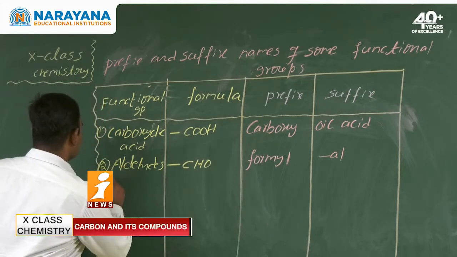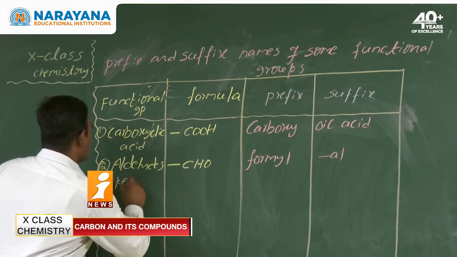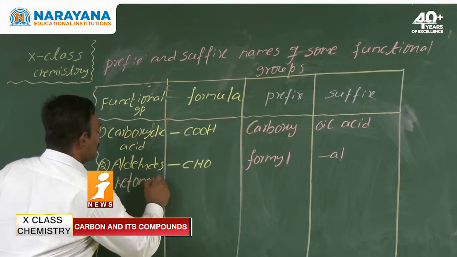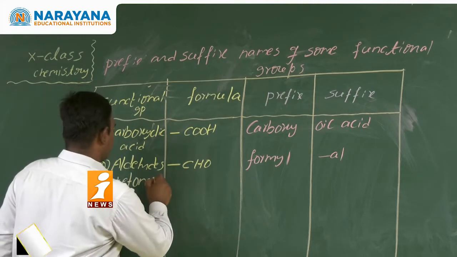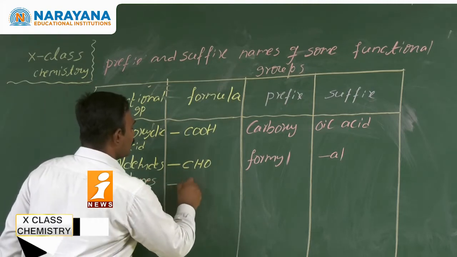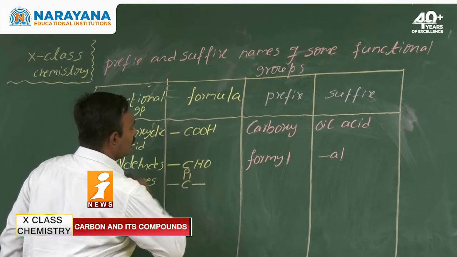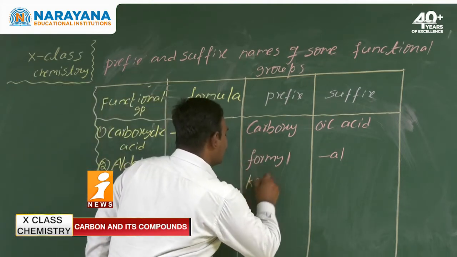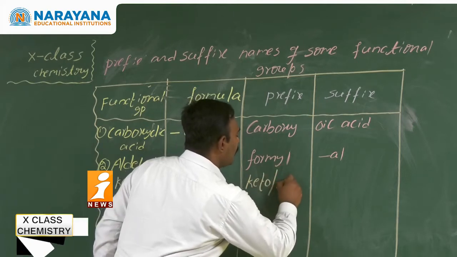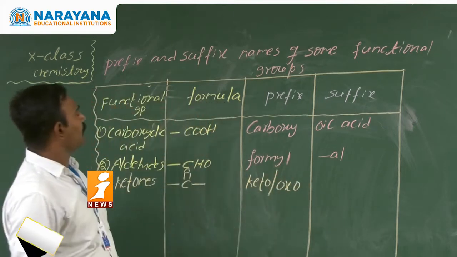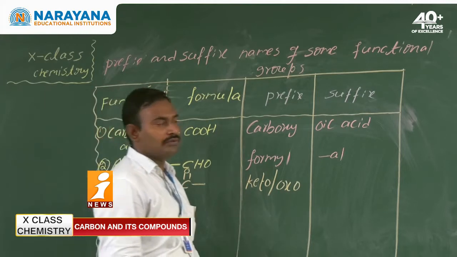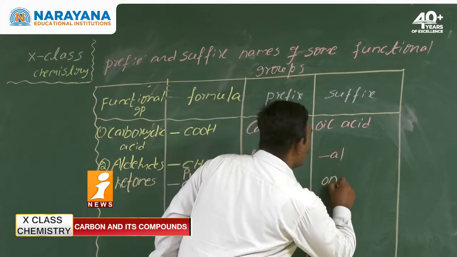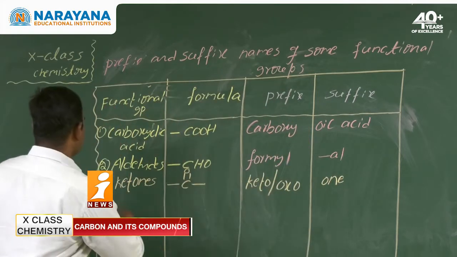And third one, ketones. Functional group C double bond O. The prefix is keto or oxo. Suffix is one.